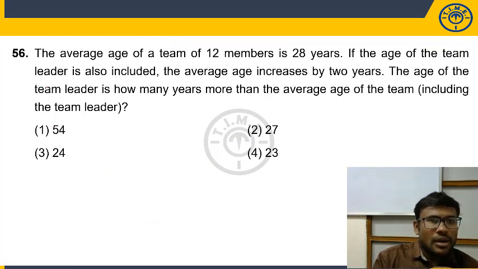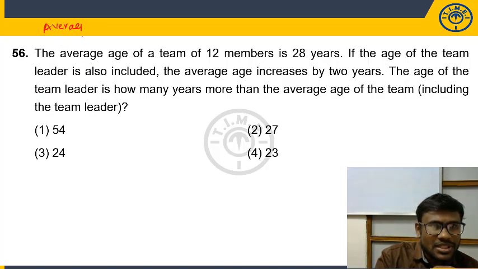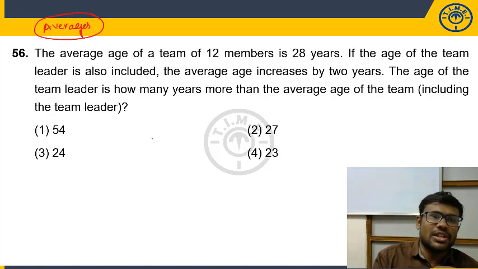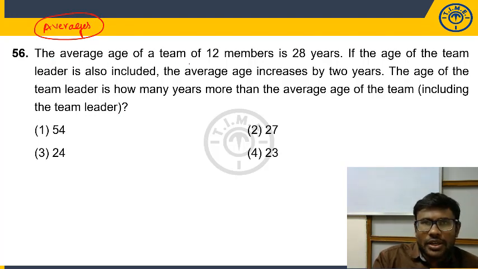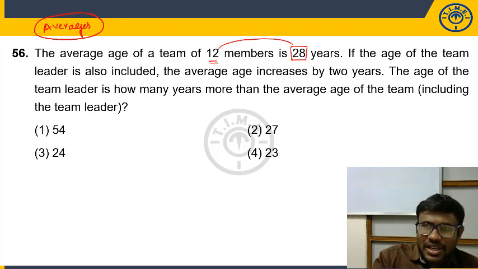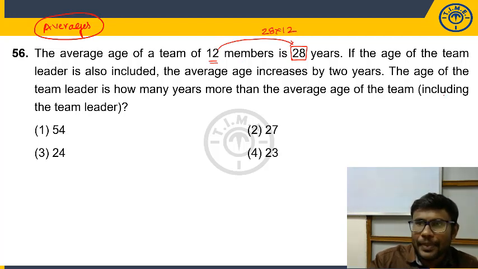Okay. So this is an average question. What we have? The average age of a team of 12 members is 28 years. So there are 12 members and their average is 28 years, so obviously the sum will be 28 into 12. If the age of the team leader is also included, the average increases by 2 years.